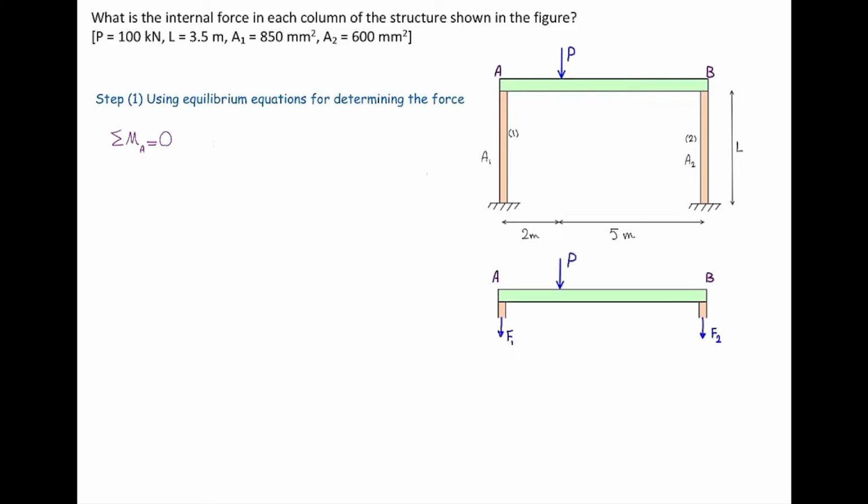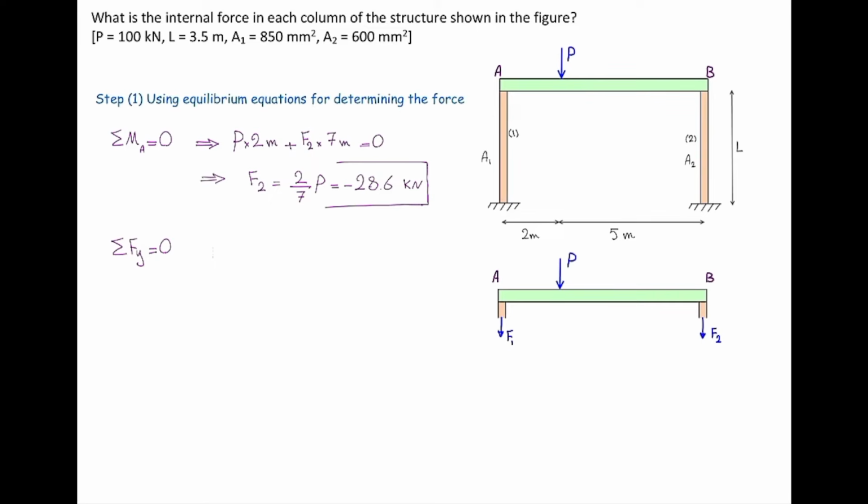Alright, now we are going to use the equilibrium equations. I'm going to start with the sum of the moments about A. We would get P multiplied by distance of P to A, which is 2 meter, plus F2 multiplied by distance of F2 to A, which is 2 plus 5, or 7 meter. Sum of these two is going to be equal to 0. P is given, so from that equation I can determine F2.